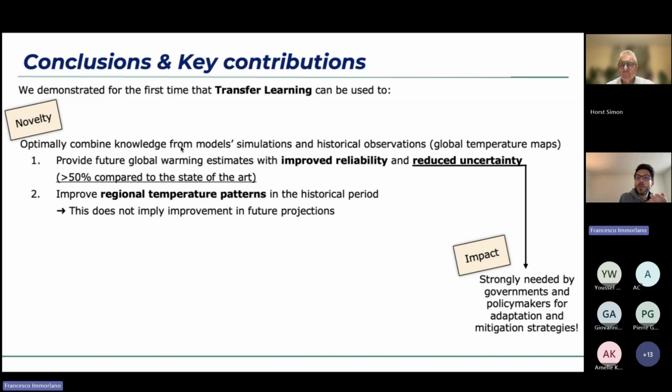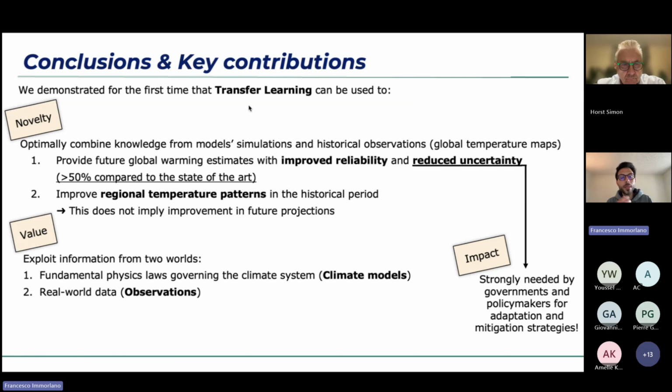We were also able to improve the regional patterns, as we didn't use just global mean scalar values as previous approaches, but we worked with the global temperature maps. And we found that the value that transfer learning brings is that it allows us to exploit the best of the information from the two worlds: the fundamental laws of physics that govern the climate system and that are at the basis of climate models, combined with the real-world information coming from the observational data that we used.